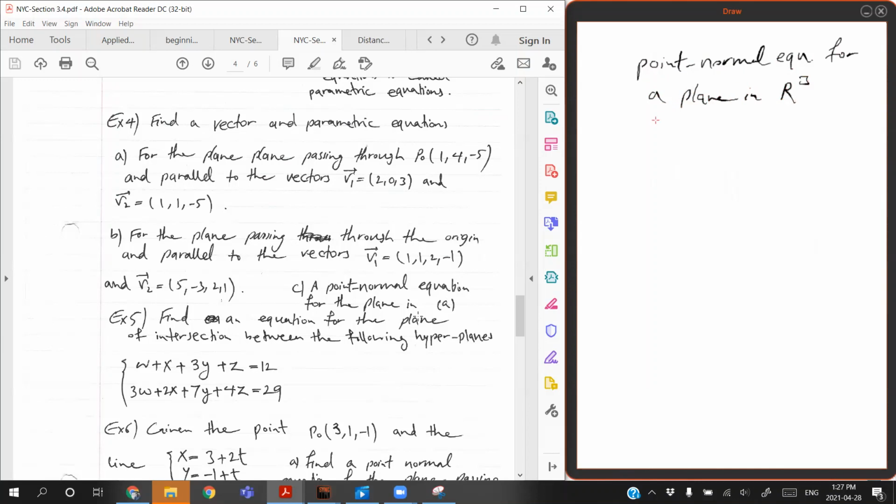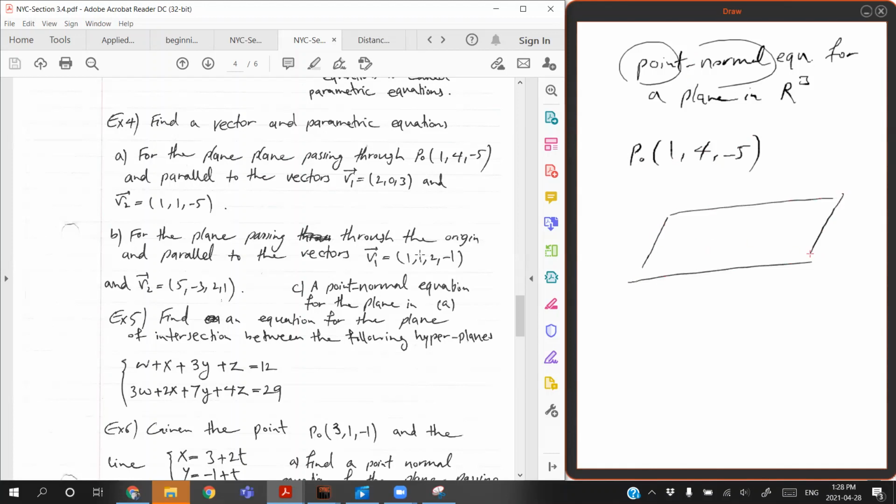So as the name suggests, we need a point and we need a normal. Do we have a point? We have a point. The point in part A is given, P0, to be (1, 4, -5). And we also need a normal. And what is a normal? A normal is a vector that is orthogonal to the plane. So we need a vector that is orthogonal to the plane.